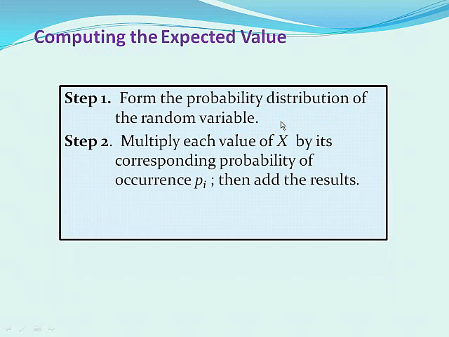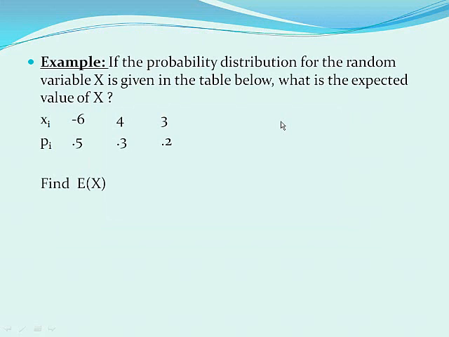Computing the expected value, there are two steps. Form the probability distribution of the random variable, then multiply each value of the random variable x by its corresponding probability, and if you add them all, we will get the expected value of the random variable x. Let's do an example. If the probability distribution for the random variable x is given in the table below, what is the expected value of x?